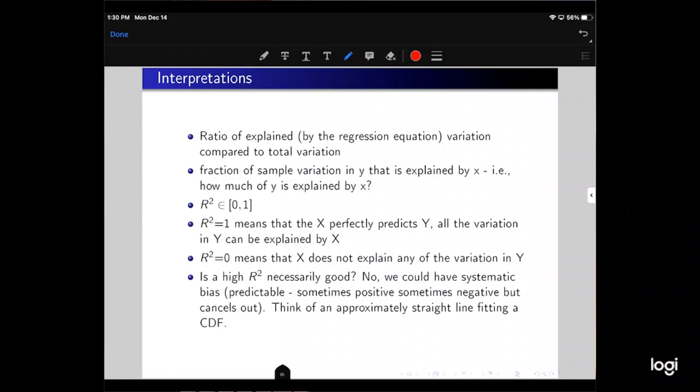We can think of an approximate straight line fitting a CDF. So, in other words, a high R squared tells us we're doing a good job of predicting the y, but it doesn't really tell us anything about the relationship between x and y, whether or not they're causal, or if the assumptions of OLS hold or not.